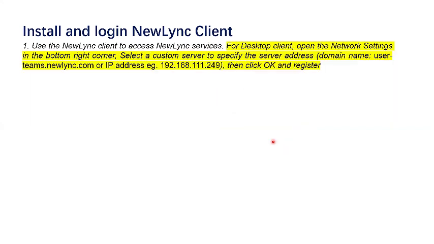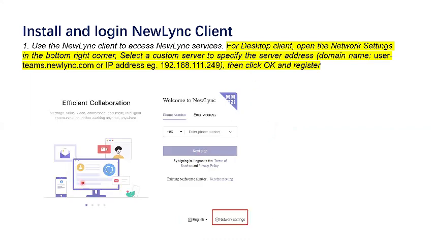Yeah. So on the Newlync desktop client, before you log in, you need to make the network settings connection. So enter the domain name, say for example, or you can also enter the IP address. So you can input here the domain name or the IP address of your server, and then click OK to register that one.